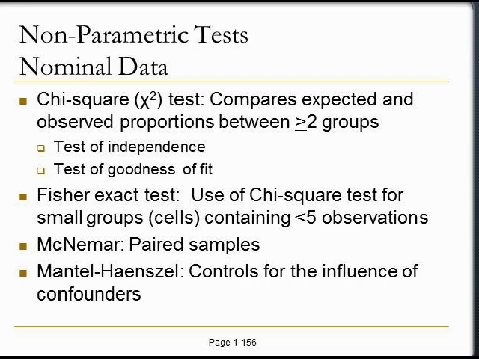The Fisher's exact test is a correction that's used along with the chi-square test when there are very small groups, specifically less than 5 observations in a chi-square cell. And there will be an example of this later on in the presentation. But basically, the only thing you have to remember is that Fisher's exact test is a correction for chi-square when there's a very small number of observations in a chi-square test.